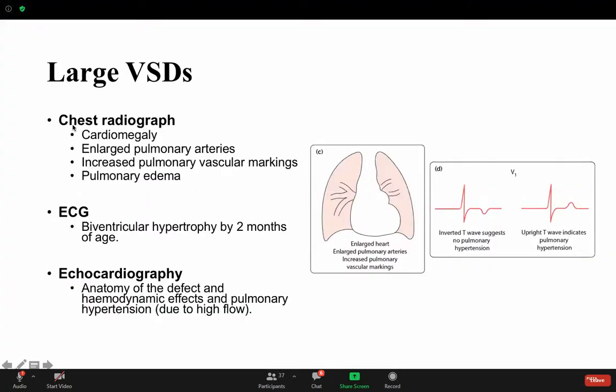Large VSDs بالchest radiograph cardiomegaly وenlarged pulmonary arteries مشابه لل ASD. Okay. الاي سي جي يصير عندهم biventricular hypertrophy. سمعتها تعرفونها. الايكوكارديوجرام is the gold standard and will show you the defect. احنا في الغالب الان nowadays اعتمادنا الرئيسي على الايكو، ما هو على الجست اكس راي ولا هو على الاي سي جي. اوكي.